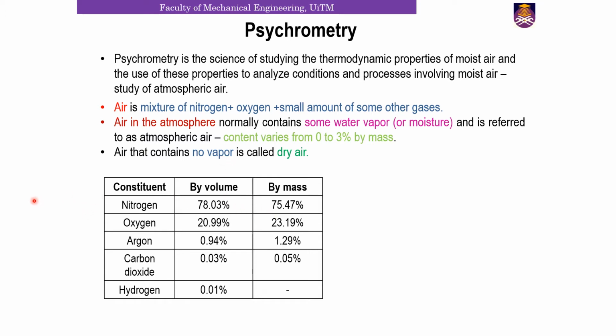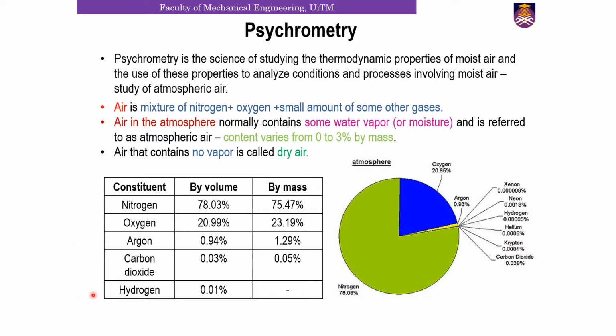These are the constituents of atmospheric air. You can see here we have nitrogen, oxygen, argon, carbon dioxide and hydrogen. Nitrogen constitutes almost 78% by volume. Oxygen is about 21% by volume. And the balance, about 1%, consists of argon, carbon dioxide and hydrogen. All these parameters are represented in a pie chart here. You can see that the major constituent of atmospheric air is nitrogen. Then you have about 21% oxygen, and less than 1% consists of argon, xenon, neon, hydrogen, helium, krypton and carbon dioxide.